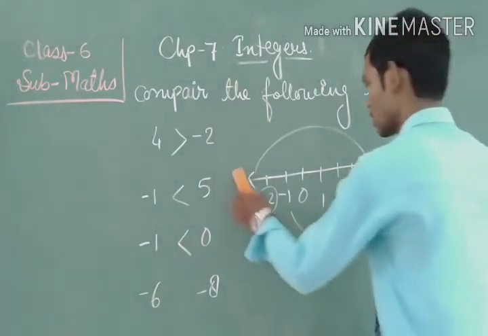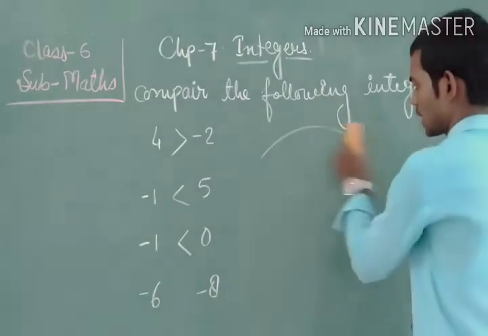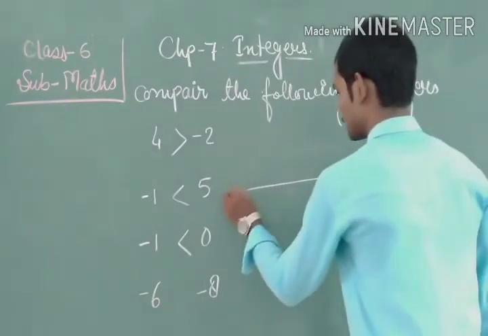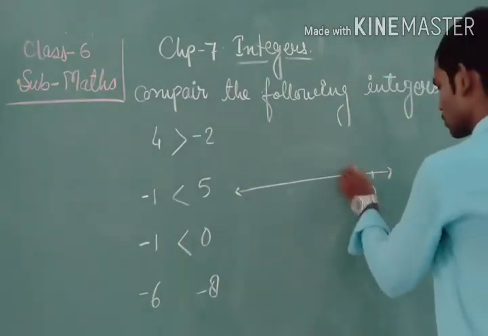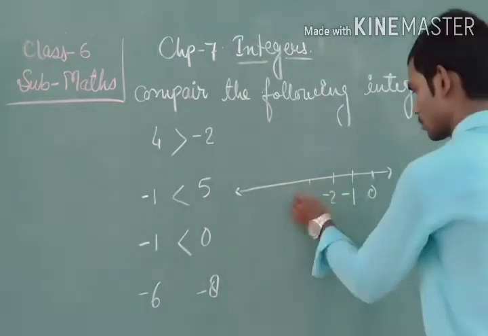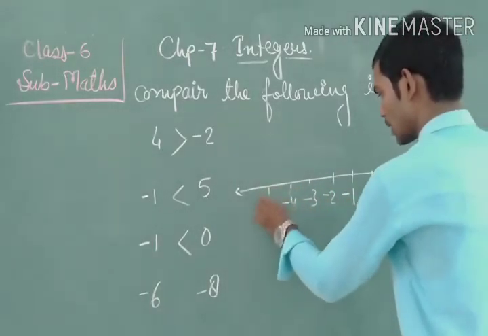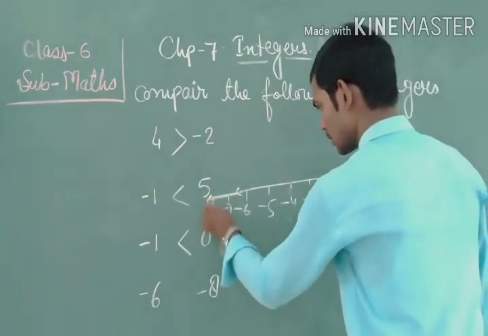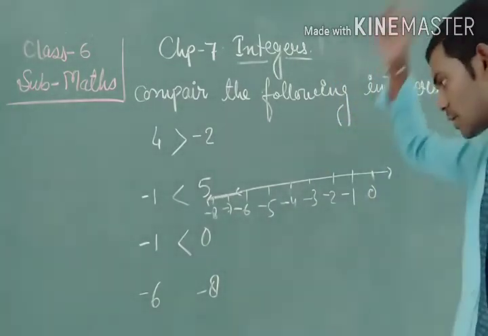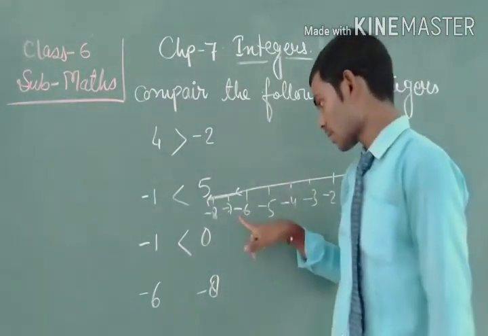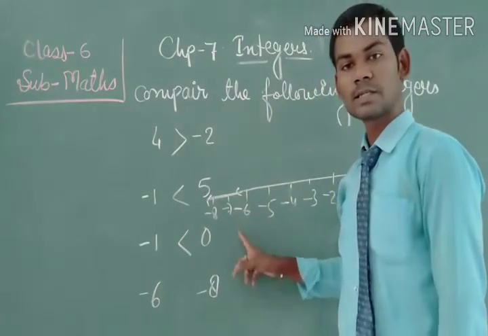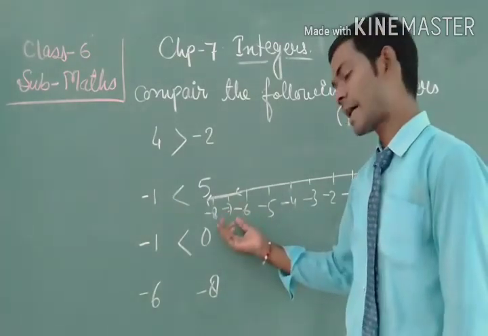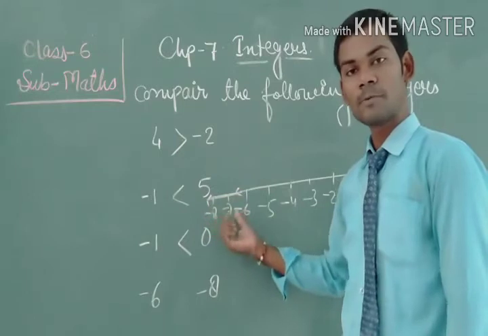No, if we see on the number line, then we find that -8 lies on the left of -6. This is 0, -1, -2, -3, -4, -5, -6, -7 and -8. So on this number line we can see that -6 lies on the right side of -8, or -8 lies on the left side of -6.